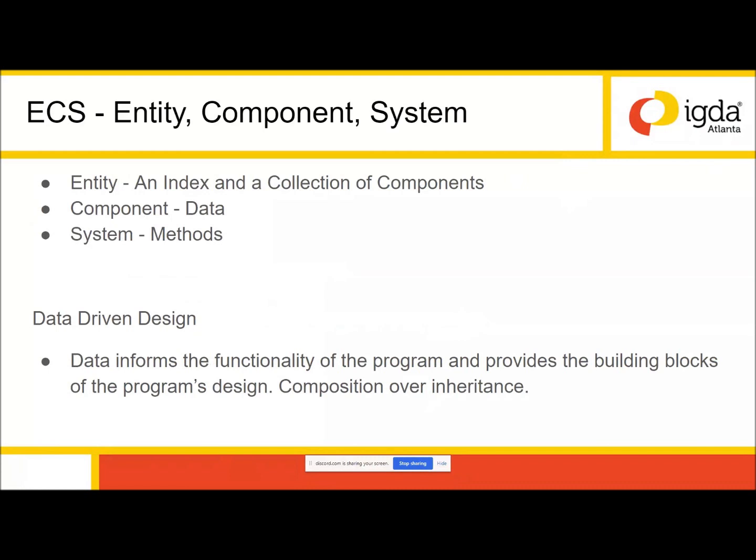So an entity, at least within Unity's context, is simply an index that has a collection of components. That's it. Components are simply data, and your systems are the methods that impact that data. In object-oriented programming, you often know that data and methods are put together. With ECS, that is a no-no. You never ever have methods in your data.